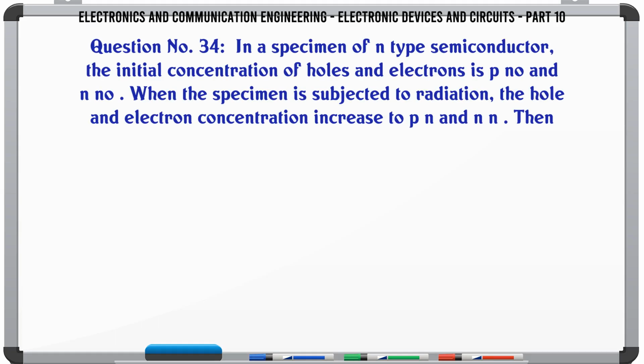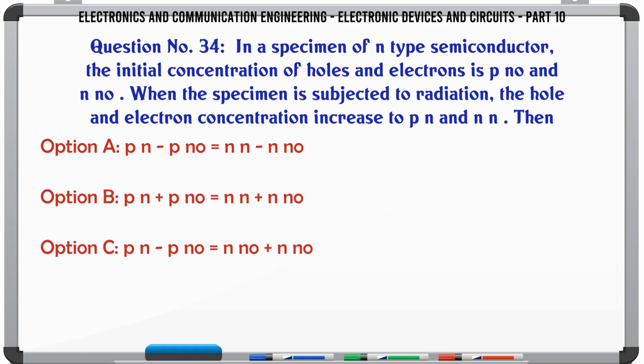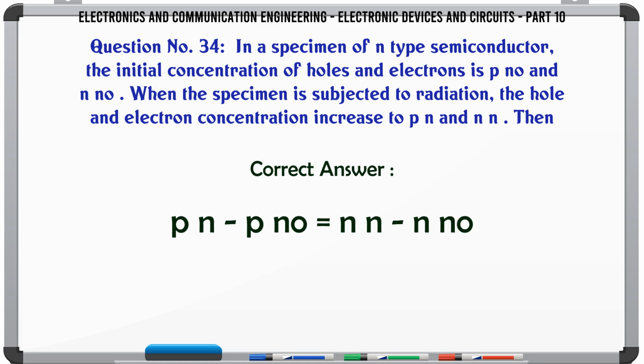In a specimen of N-type semiconductor, the initial concentration of holes and electrons is p_n0 and n_n0. When the specimen is subjected to radiation, the hole and electron concentration increased to p_n and n_n. Then, A, B, C, D. The correct answer is p_n > p_n0 and n_n > n_n0.